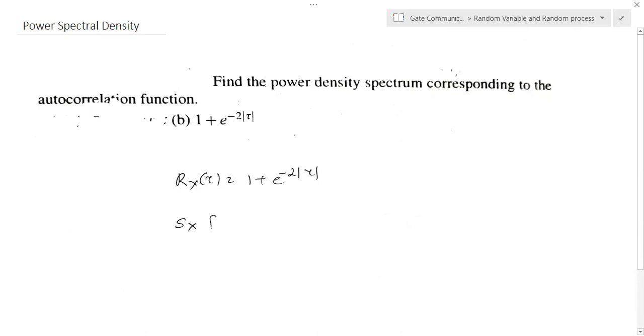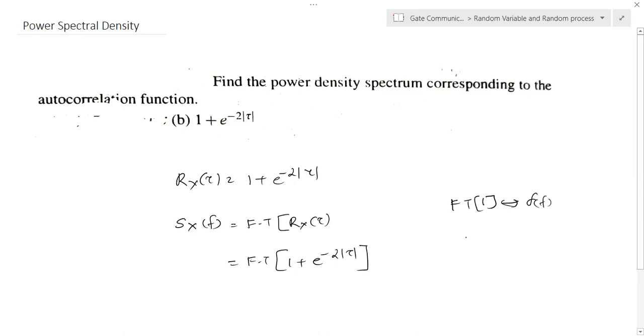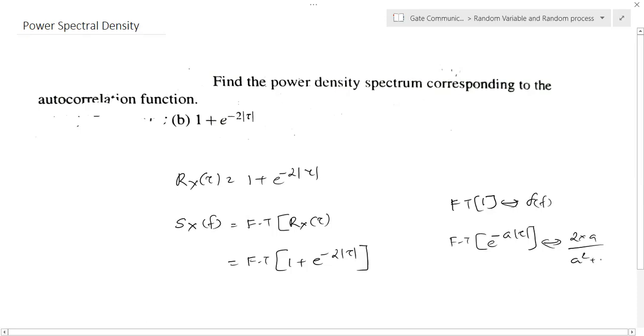So power spectral density Sx of f is usually written as the Fourier transform of this autocorrelation function. So now we can take the Fourier transform of 1 plus e raised to minus 2 modulus of tau. We know that the Fourier transform of 1 is del of f, and the Fourier transform of e raised to minus a modulus of tau can be written as 2a by a square plus omega square, or 2 pi f the whole square.